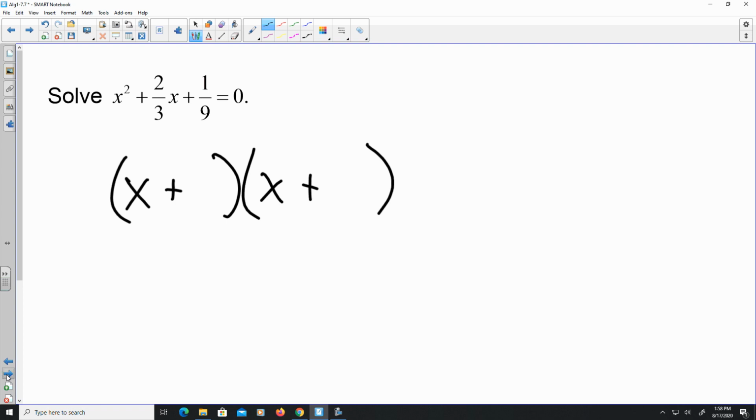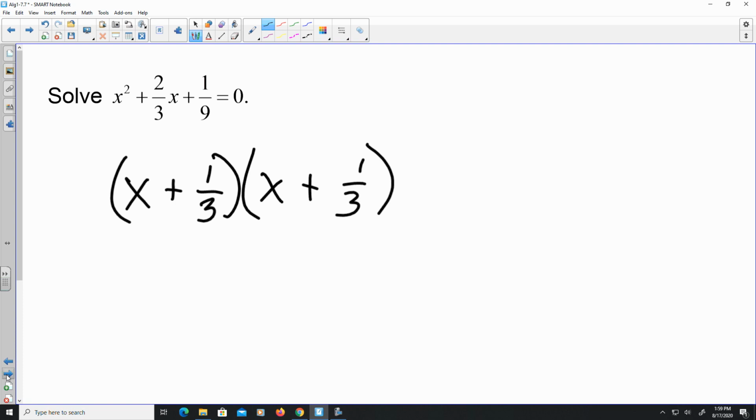What is the square root of 1/9? Well, what's the square root of 1? That's 1. What's the square root of 9? That's 3. So you have to ask yourself, is 1/3 times 1/3 1/9? And yes, it is. Now you have to ask yourself, is 1/3 plus 1/3 2/3? And the answer is yes.